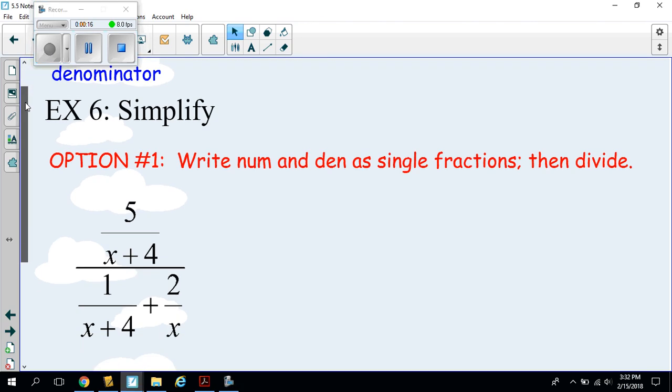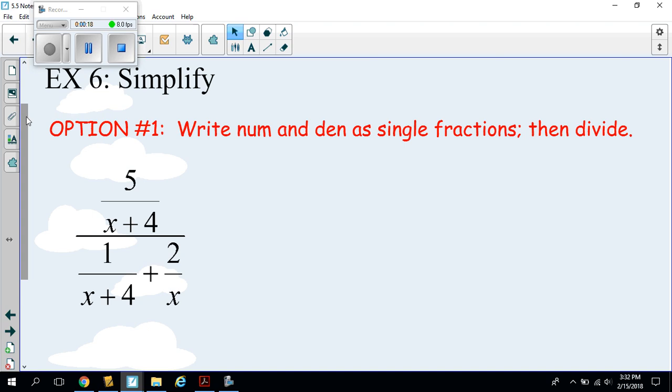So if you see this problem here, we have 5 over x plus 4 divided by 1 over x plus 4 plus 2 over x. So we have a fraction in the numerator and then 2 fractions in the denominator. Now there are 2 ways of trying to simplify. Option 1 would be writing the numerator and denominator as single fractions, then dividing.